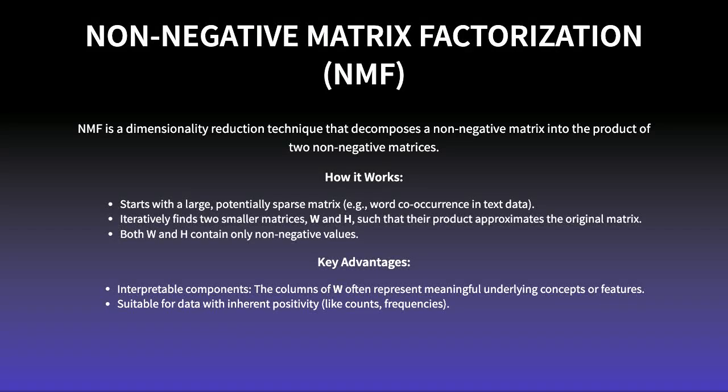Let's dive into non-negative matrix factorization, or NMF. It's a really clever way to reduce the complexity of data while keeping things meaningful. Essentially, it breaks down a big matrix, think of all those word counts in a document collection, into two smaller matrices. These new matrices only have positive numbers, making them easier to understand and interpret. The columns of one matrix represent what we're calling components or underlying concepts, like topics, and the other matrix shows how much each concept is present in the original data. It's super useful when you want to find hidden patterns without losing any important information.